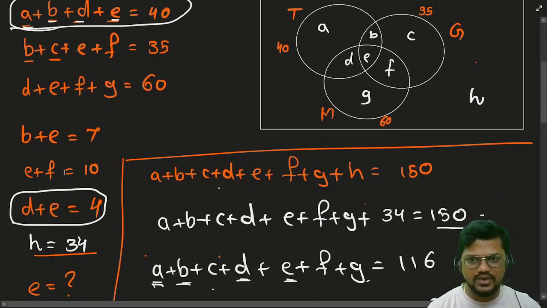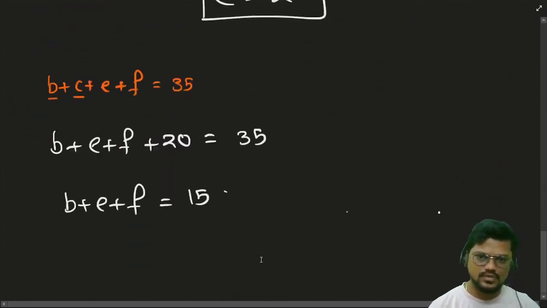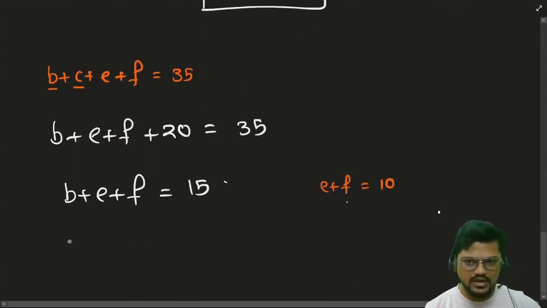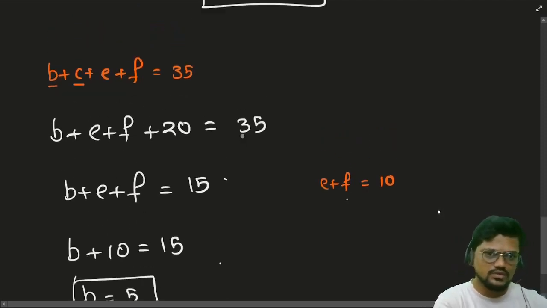B plus E plus F. But E plus F equals 10. Are you getting it? E plus F equals 10. I have this. So what can I write? B plus 10 equals 15. So B equals 5. Got the value of B also?